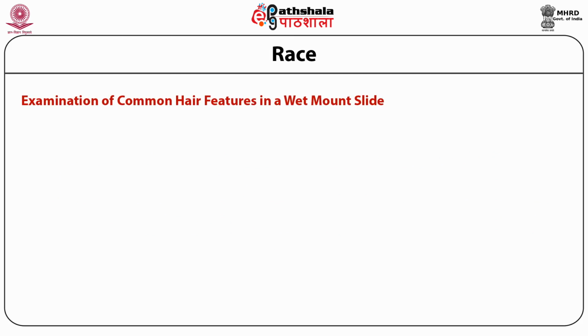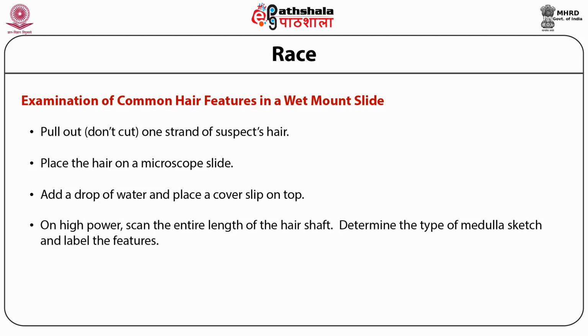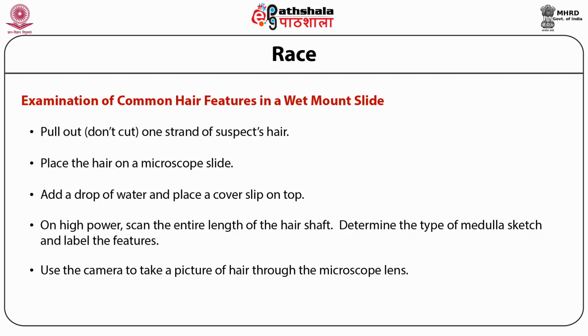Examination of common hair features in a wet mount slide. First, pull out, do not cut, one strand of the suspect's hair. Second, place the hair on a microscope slide. Third, add a drop of water and place a cover slip on top. Fourth, on high power, scan the entire length of the hair shaft, determine the type of medulla, sketch, and label the features. Fifth, use the camera to take a picture of the hair through the microscope lens. And lastly, find the root end. Make a sketch of what you see.